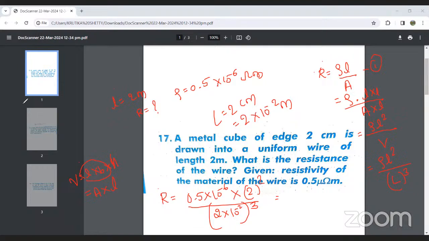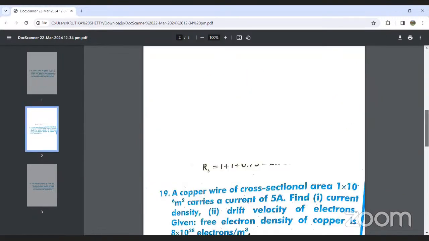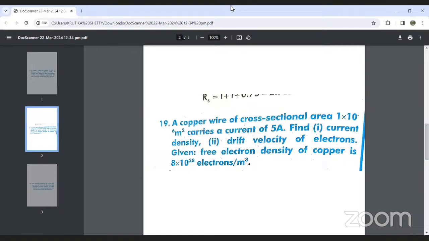The next question. Again, I am telling you only the formula. You are going to solve it, because the theory is covered well and you should be able to answer everything. So see, a copper wire of cross sectional area 1 into 10 raised to -6 meter square. And the current is 5 ampere.